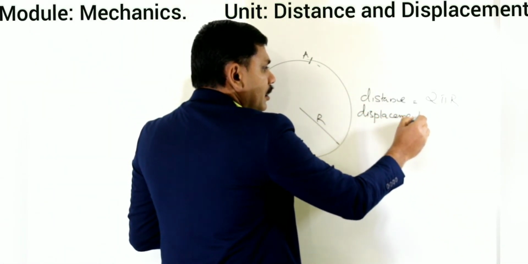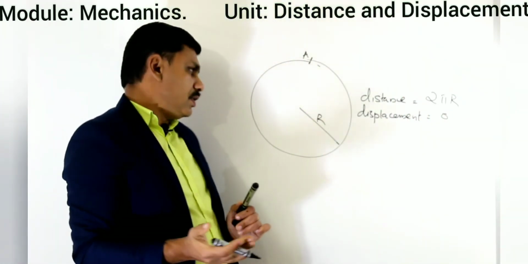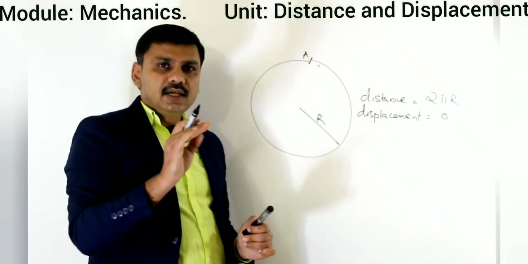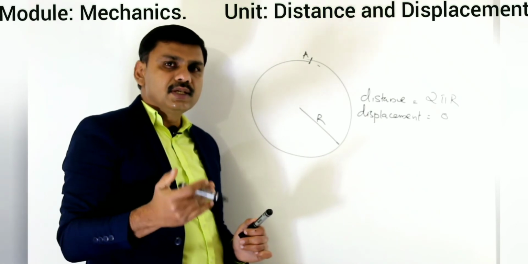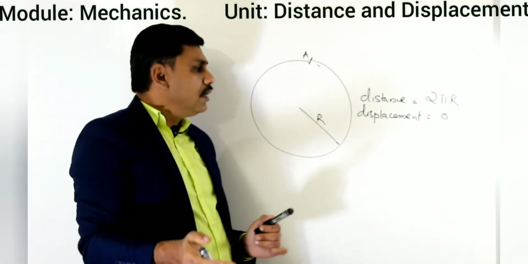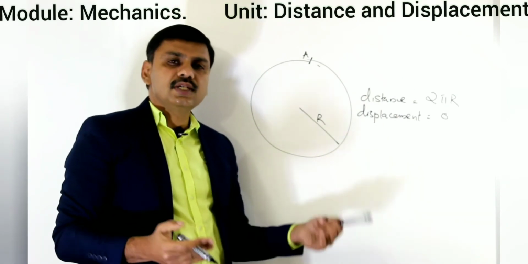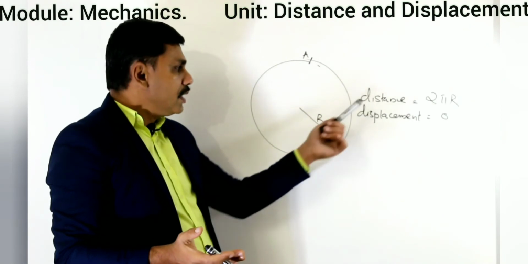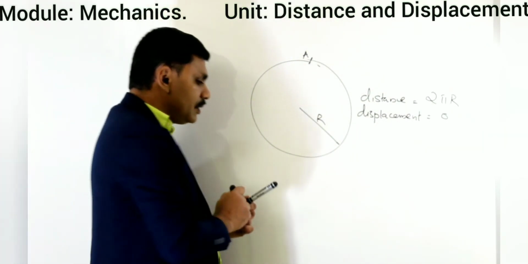Displacement will be 0. What is the reason? There is no change in position. Initially the object was at A, finally the object reaches A again. So displacement will be 0. There is no change in position of the object, so the displacement is 0 there. But the distance is 2 pi r, that is the circumference of the circle.